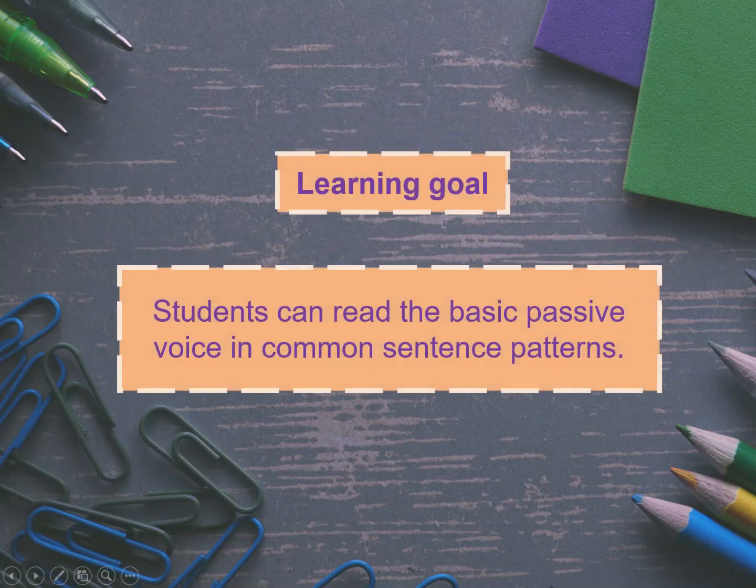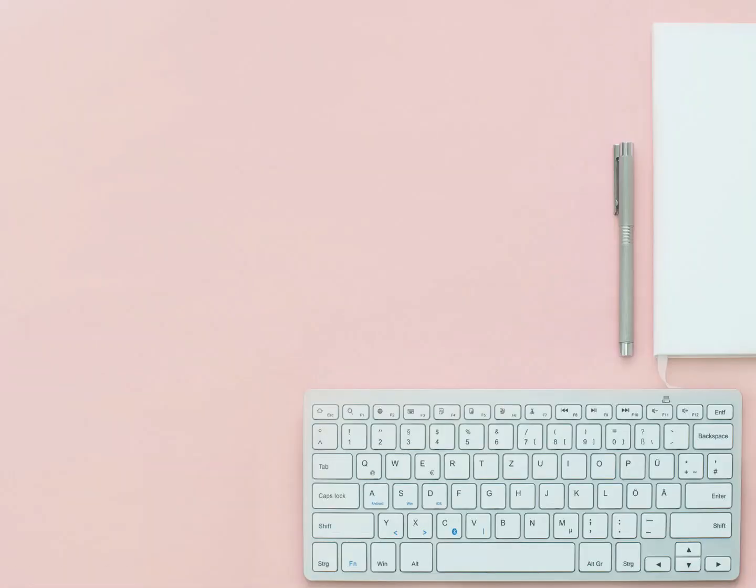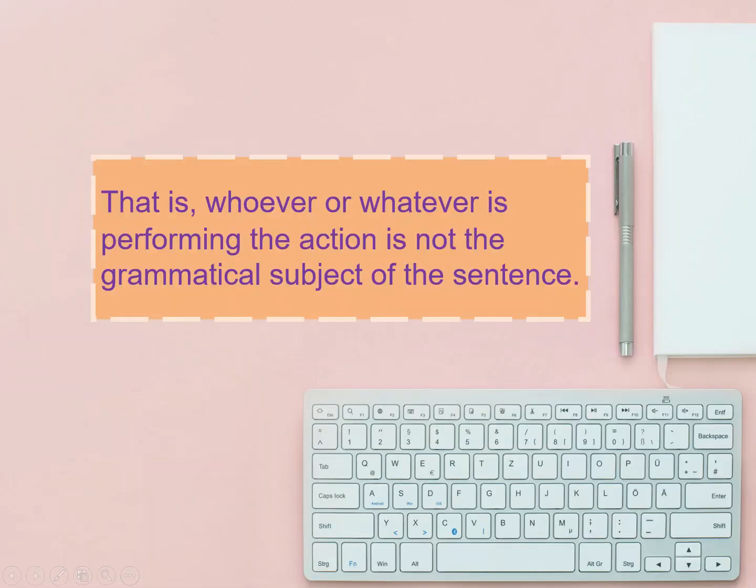Learning goal. Students can read the basic passive voice in common sentence patterns. A passive construction is when you make the object of an action into the subject of a sentence. That is, whoever or whatever is performing the action is not the grammatical subject of the sentence.